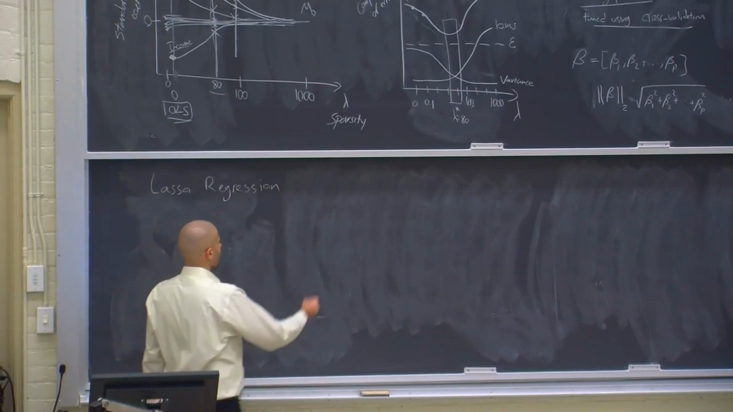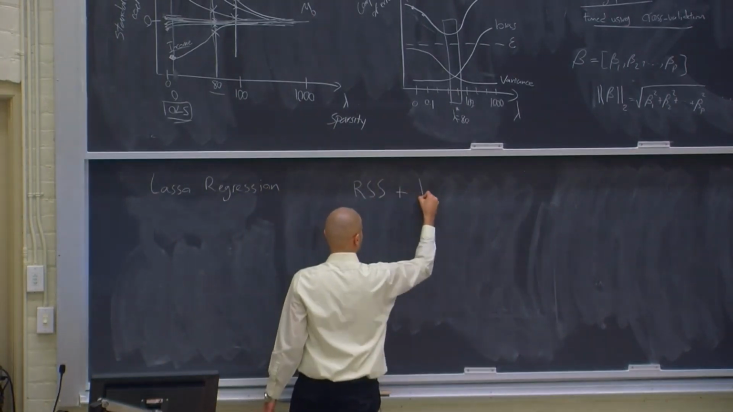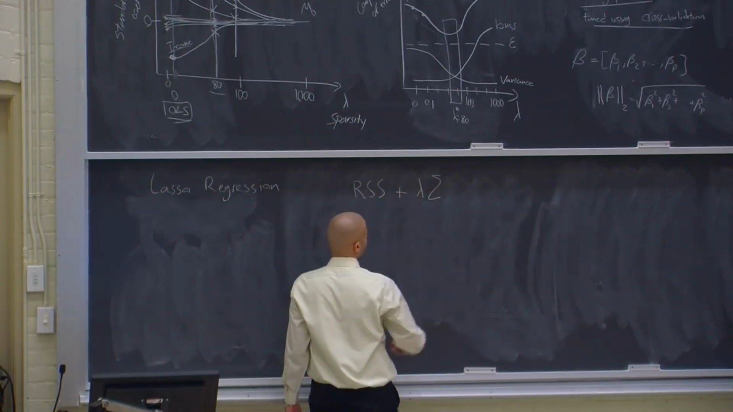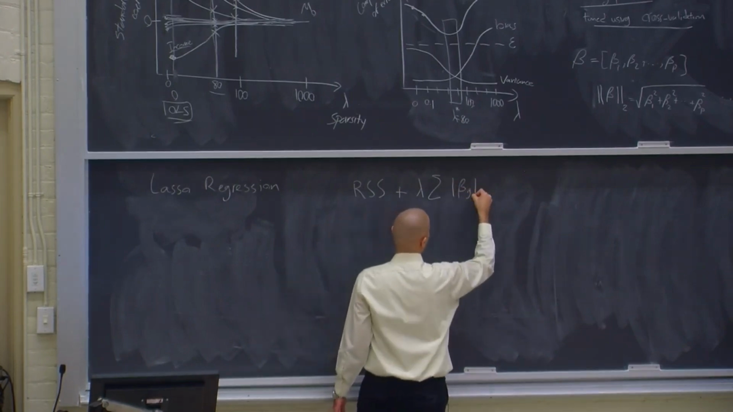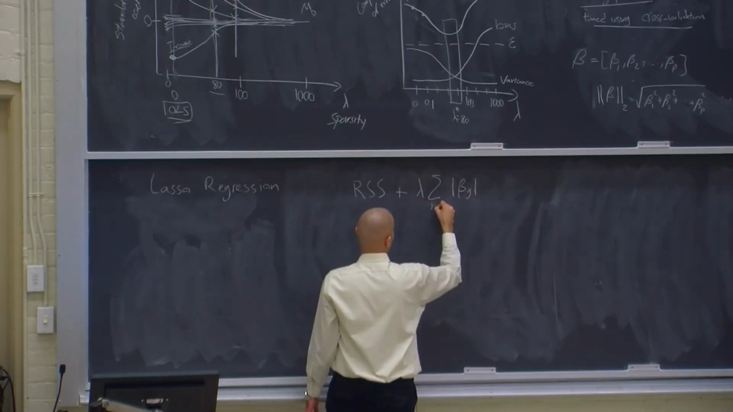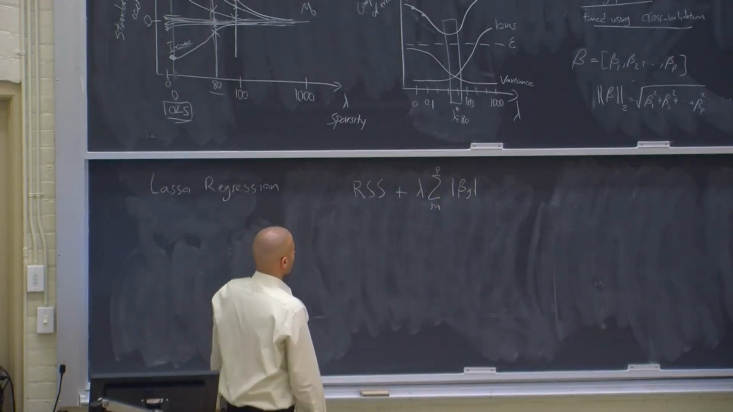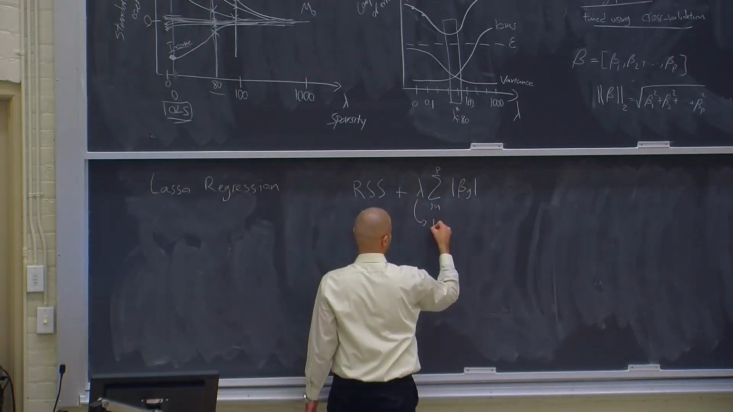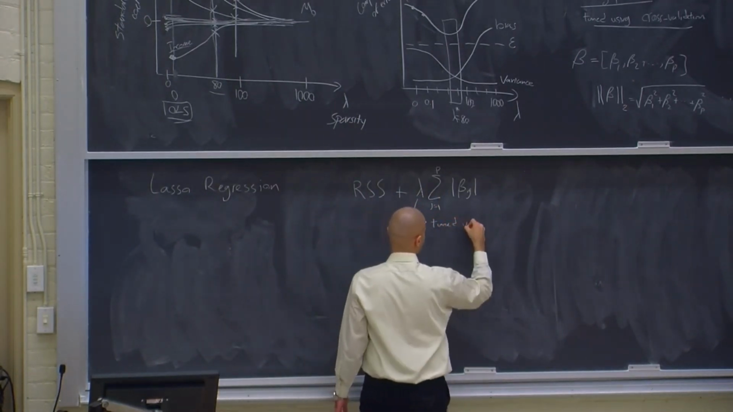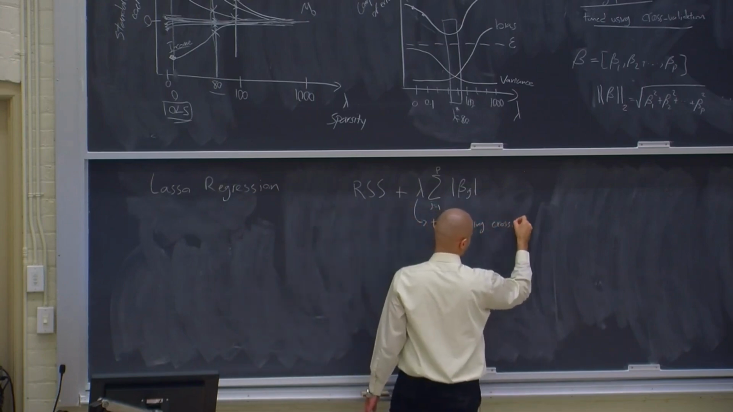With lasso regression, what we try to minimize is again RSS, and we add some penalty, but the penalty involves L1 norm, which is the absolute value of beta sub j over the p predictors. So again, this lambda in here is the tuning parameter that is tuned using cross-validation.